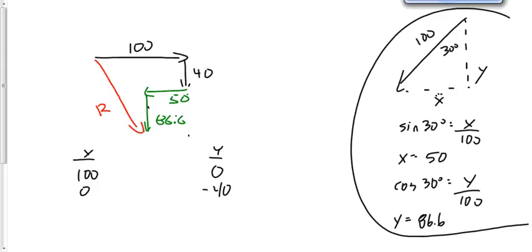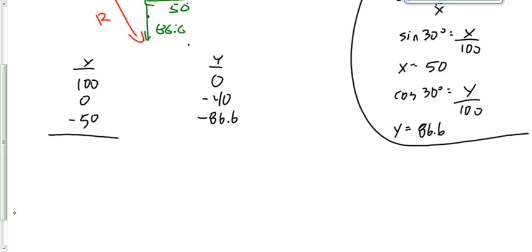And for the third one, finally, what do we have here? Jamie, what do you have for the third one? X component is good, and the Y component is negative 86.6. Excellent. All right, we're going to solve this one completely, guys. 100 plus negative 50 gives me negative 50, negative 126.6.